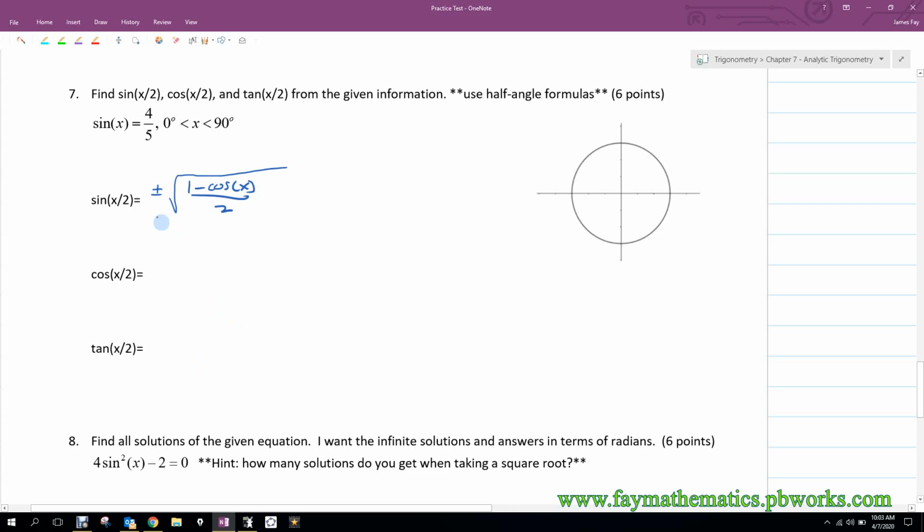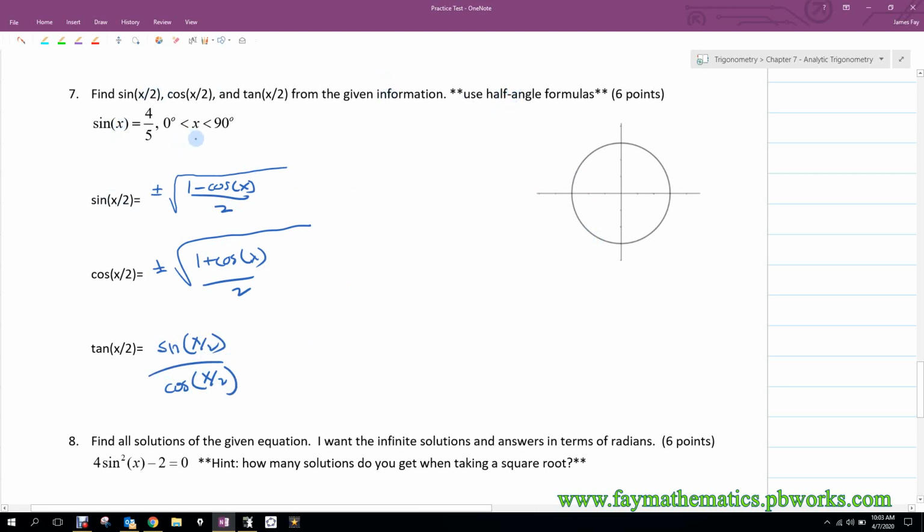Okay, so that's sine of x over 2. Cosine is plus or minus. Now it's 1 plus cosine of x over 2. In this, I'm just going to rewrite this as the sine of x over 2 divided by cosine of x over 2. So let's find these things.